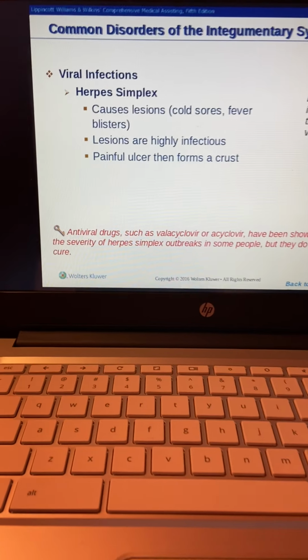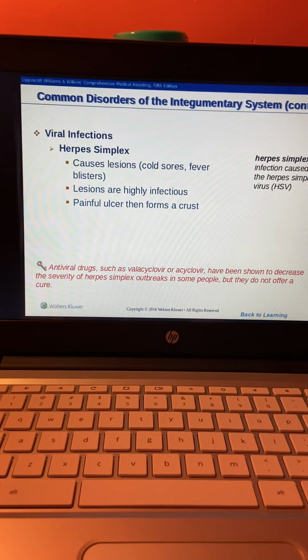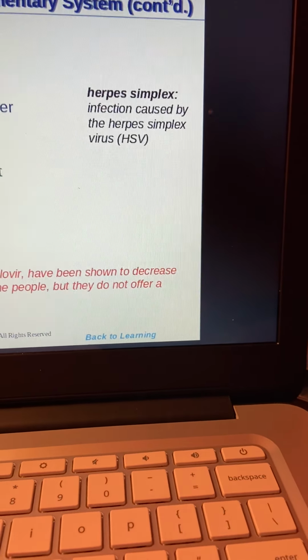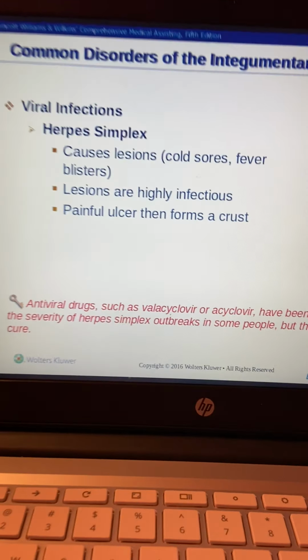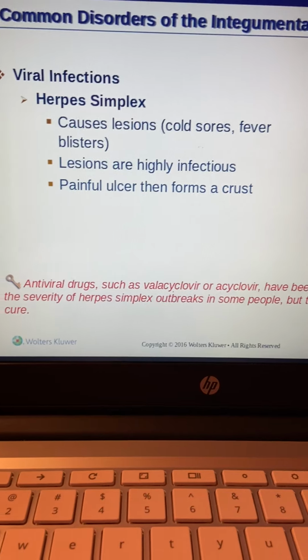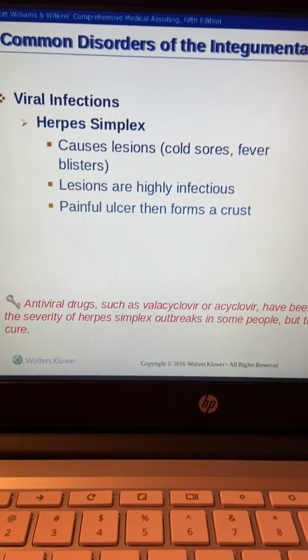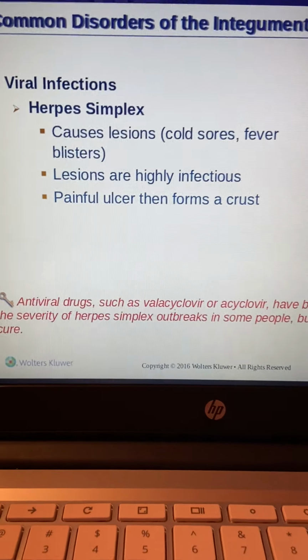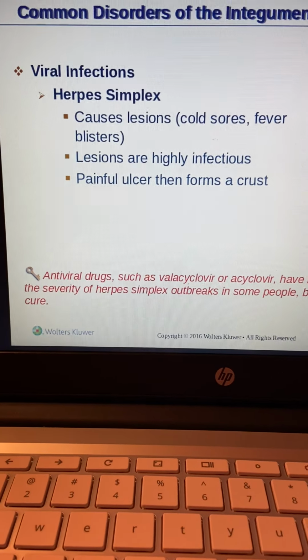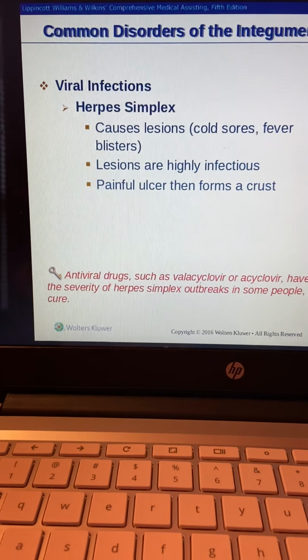So now we'll move on to your viral infections. The first one they talk about is herpes simplex, which is an infection caused by the herpes simplex virus, or HSV. Herpes simplex causes lesions. It could be cold sores, better known as fever blisters. The lesions are highly infectious. They are painful. It's an ulcer, and then it forms a crust.